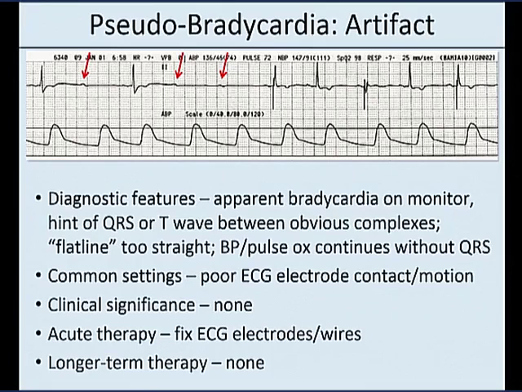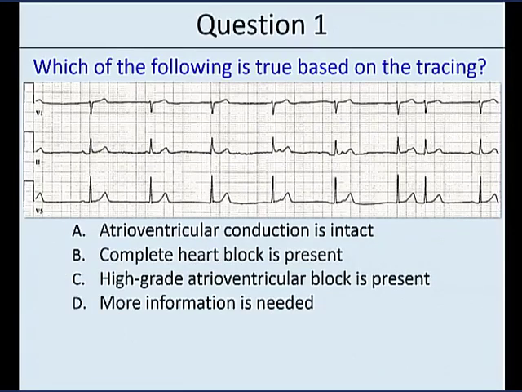Sometimes the line between QRS complexes is a little bit too straight to be physiologic. Usually there's a little bit of a slope to it. It has obviously no clinical significance, and you just need to fix the ECG electrodes or attach them a little bit better. And no long-term therapy is needed either.